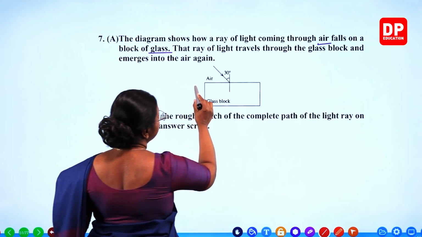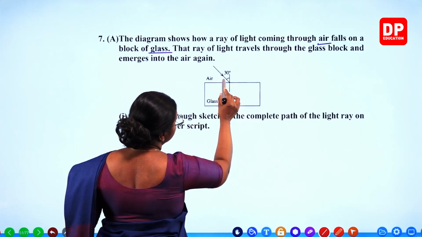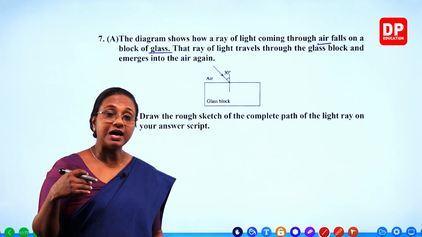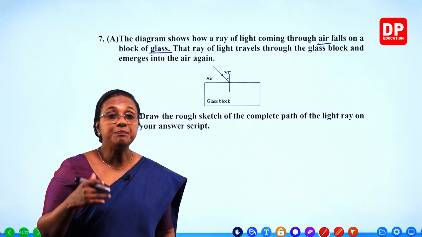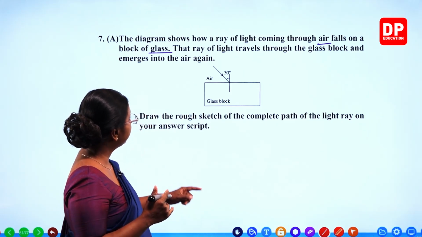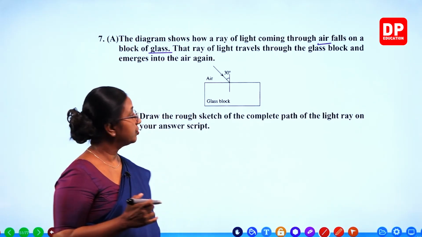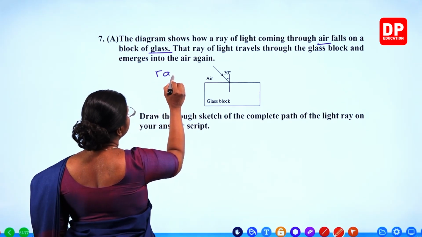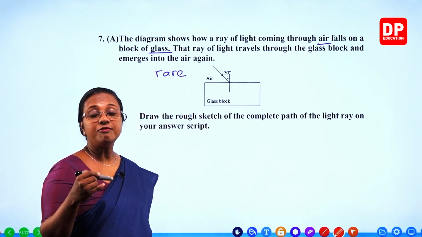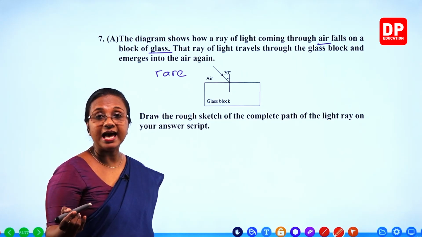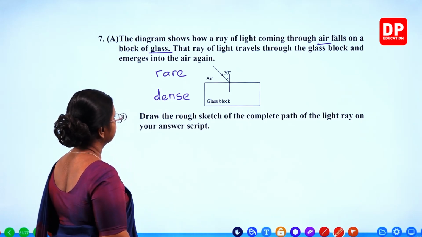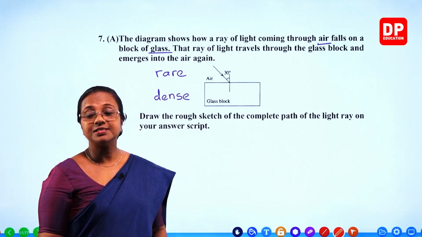Then there is the interface here, air and glass. So there will be refraction. You all know, students, now air and glass, when you compare, it depends on the speed of light. Now speed of light is fast in air. So that means air is a rare medium. Whereas glass, the speed of light is less. So we call that a dense medium. So glass block is dense. Air is rare, glass is dense.